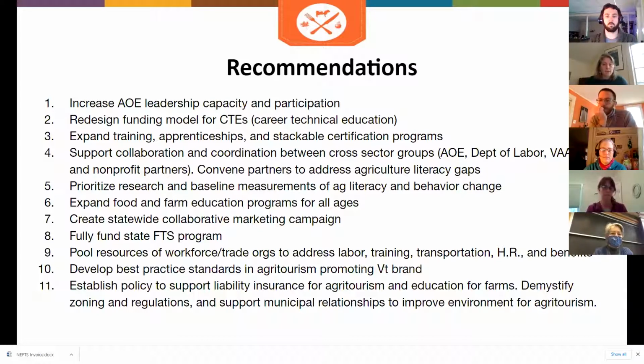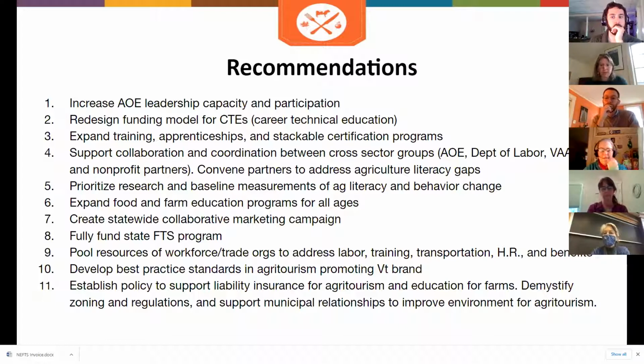So the fourth one you'll see was around supporting the collaboration and coordination between all the different cross sectors. This was both between government agencies as well as with the nonprofit partners. So that came out in many of the briefs. And one of the main action steps that came out was trying to convene these partners to really address these ag literacy gaps. And I would almost say coming up with a shared definition might be one of the first steps within that number 4. Number 5, prioritize research and baseline measurements of ag literacy behavior change. And there's a lot of really good specifics around that recommendation.